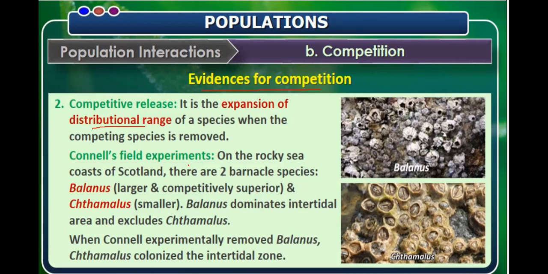Connell's field experiment. On the rocky sea coast of Scotland, there are two barnacle species. Balanus, larger and competitively superior. These are Balanus barnacle, and second, Chthamalus, smaller. Balanus dominate intertidal area and exclude Chthamalus. When Connell experimentally removed Balanus, Chthamalus colonized the intertidal area.